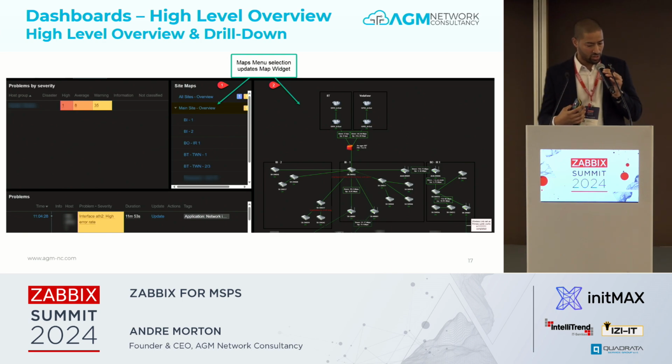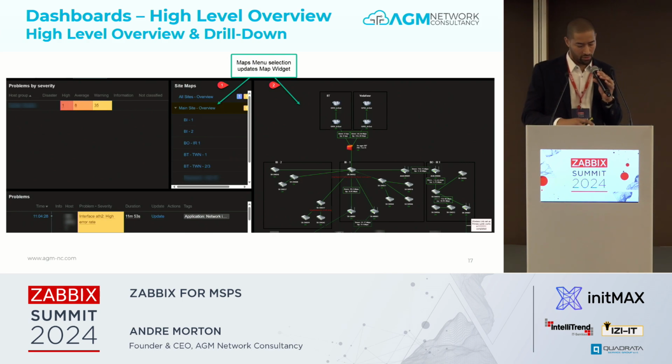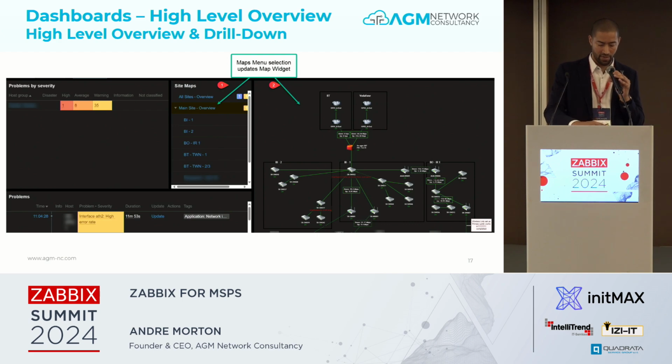So another way that we use dashboards is for a high-level overview of each client. We've got one here where we've got one main site and we've got multiple offices and rooms. So the site map in the center, if we focus on that, that's got the main site overview which we're looking at now, and if we click below, we could jump straight into one of the other rooms that we've got in another map. And the key benefit here is, on the site overview map, we can't see every device.